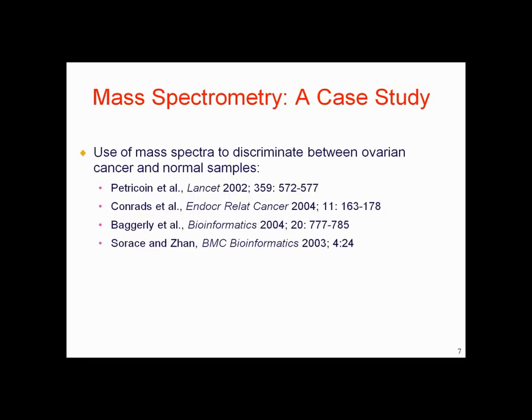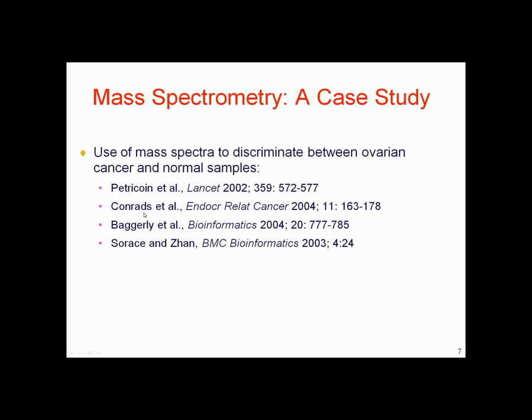Unfortunately, this is not often the case, and I will use this case study as an example. This may be very well known to many of you. This is a case study in proteomics. It involves use of mass spectra to discriminate between ovarian cancer and normal samples. There was a series of 4 papers. The original paper by Petricoin et al. was published in Lancet, and of course it made a big impact, and it was very well commented on and very present in the discussions.